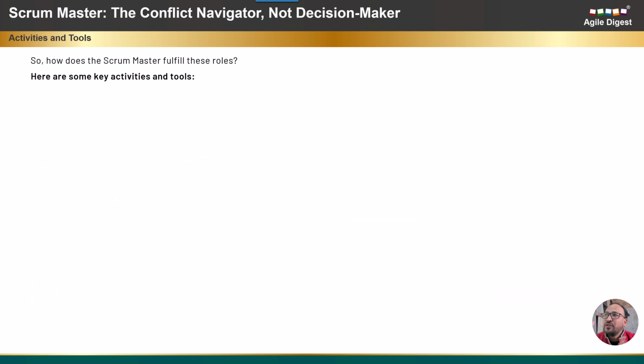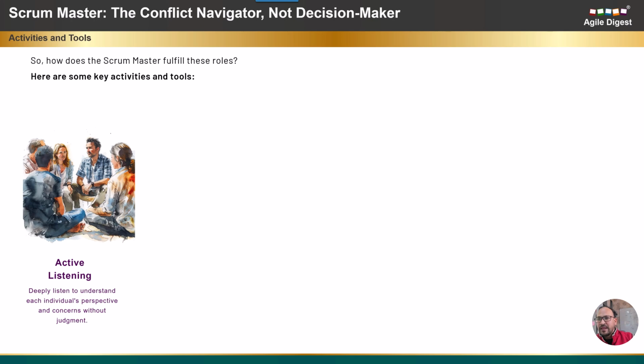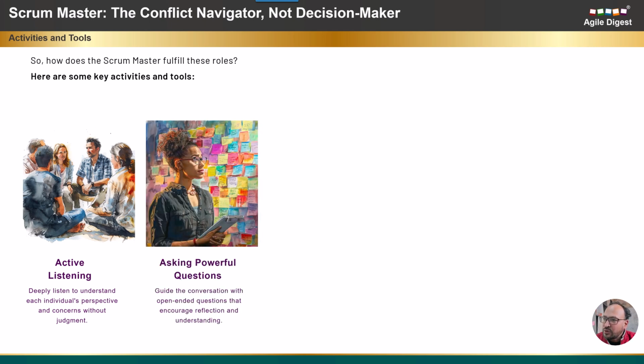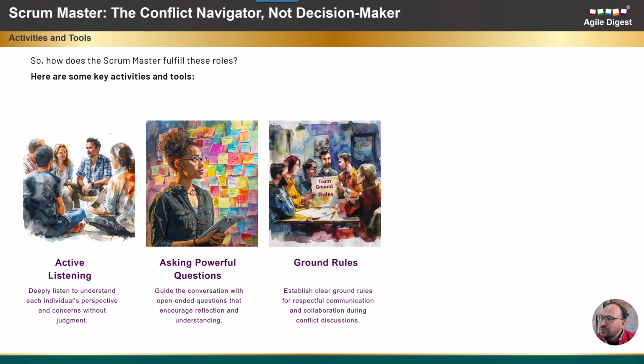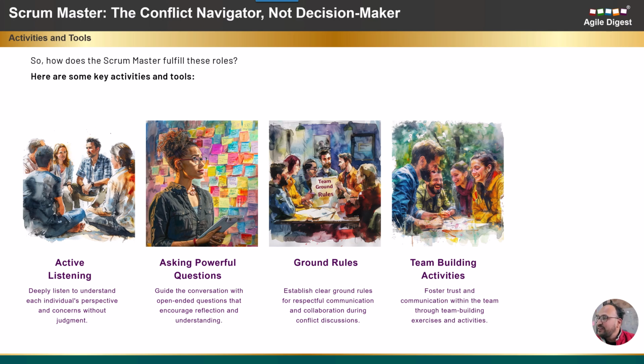So how does the Scrum Master fulfill these roles? Here are some key activities and tools. Active listening: deeply listen to understand each individual's perspective and concern without judgment. You can also ask powerful questions. Guide the conversation with open-ended questions that encourage reflection and understanding. Ground rules: establish clear ground rules for respectful communication and collaboration during these conflicting discussions. And team building activities: foster trust and communication within the team through team building exercises and activities.